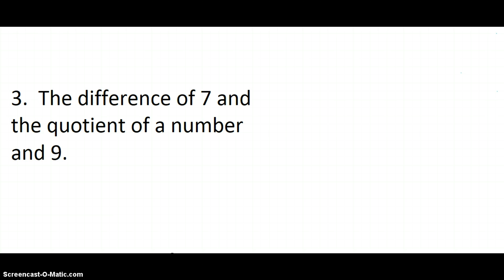Okay, so let's look at the next example. The difference of 7 and the quotient of a number and 9. Well, we don't know what that number is, so we can give it a letter. We've been using x, but you can use any letter you want. So we can say, let y equal a number. If you use the letter y, make sure you use your y in your variable expression.